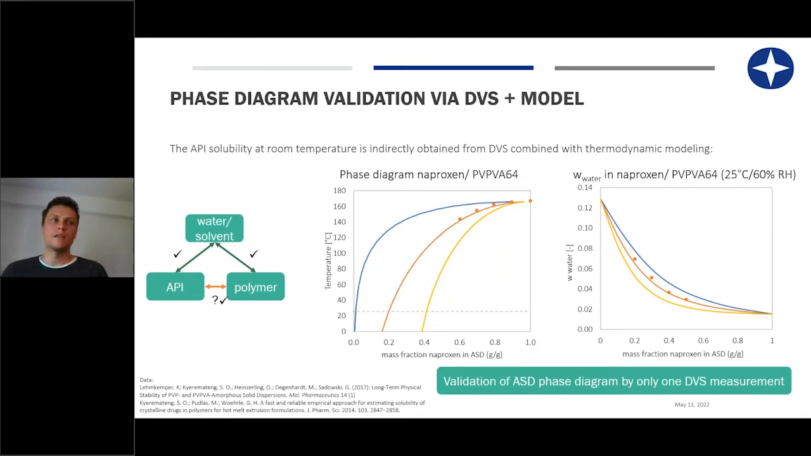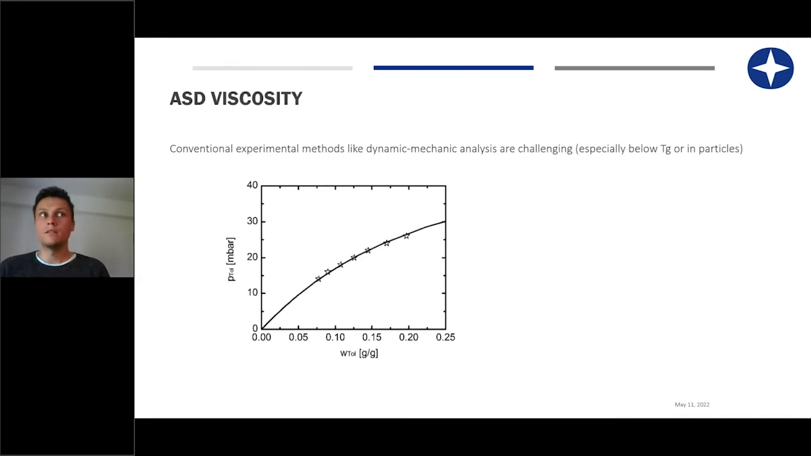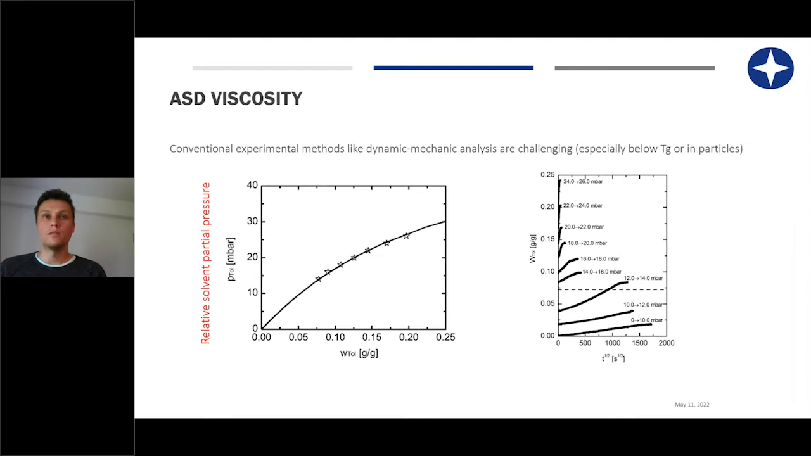Next thing we have to understand is the ASD viscosity. ASD viscosity is coming indirectly also from the sorption profiles. We see here a sorption profile for a toluene polystyrene system, where we have on the y-axis the relative solvent partial pressure. If we are talking about water, this is the relative humidity, giving us the uptake of solvent as a function of relative humidity. If we have a look at the sorption curves of this polymer, we see that the sorption velocity depends strongly on the amount of absorbed solvent.